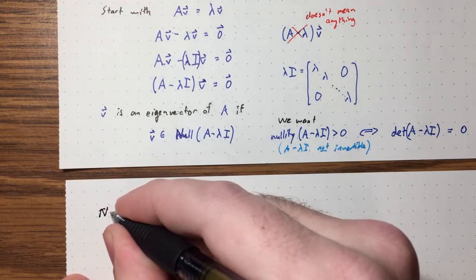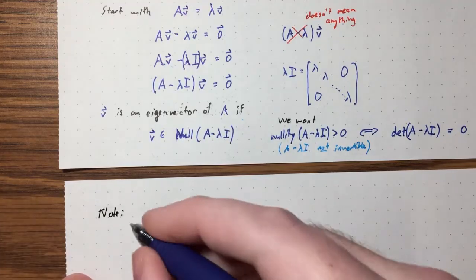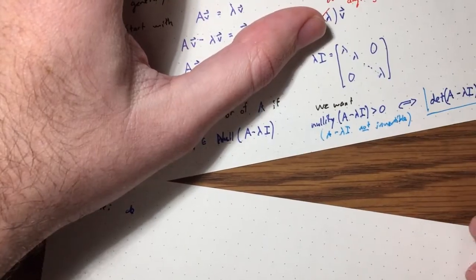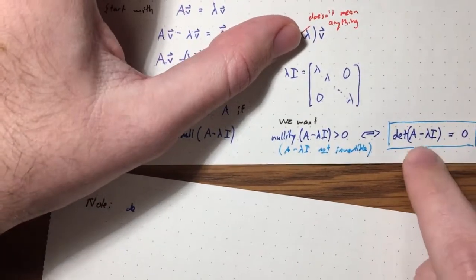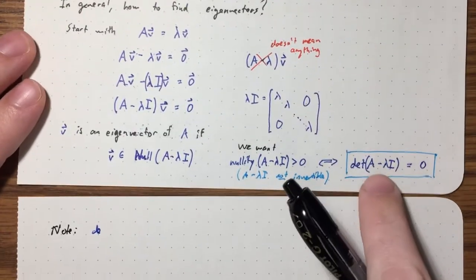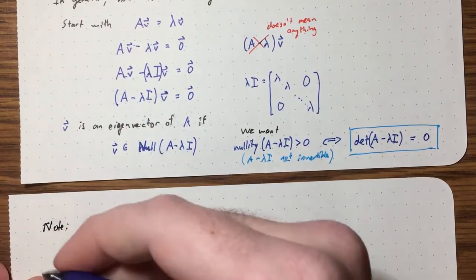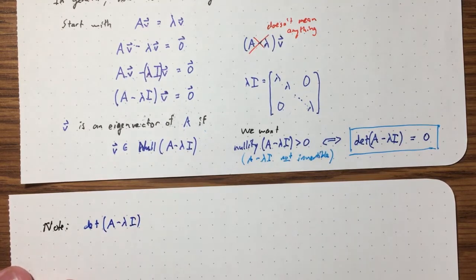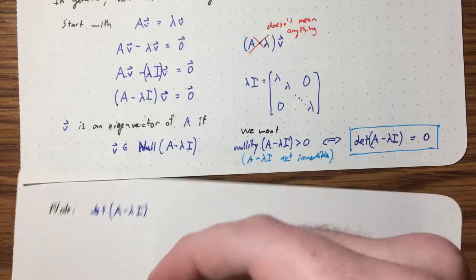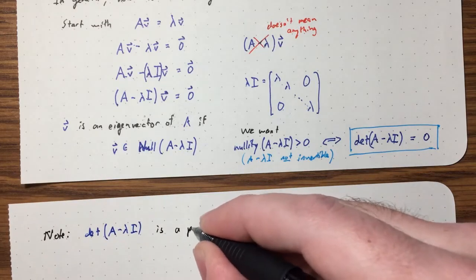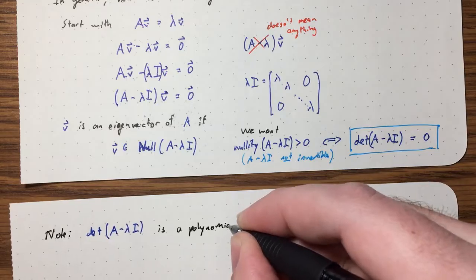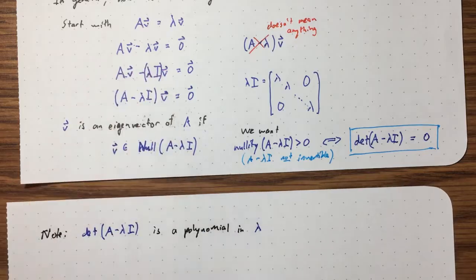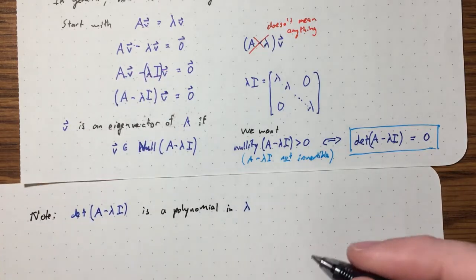So note, this is all important. Yeah, let's actually box this. Not the determinant of the original matrix, that might not be 0, but the determinant of this matrix A minus lambda I. So this thing here, the determinant of A minus lambda I, is going to be a polynomial. That's really nice. In what variable? My variable is lambda. Like I said, we haven't determined what lambda is yet.